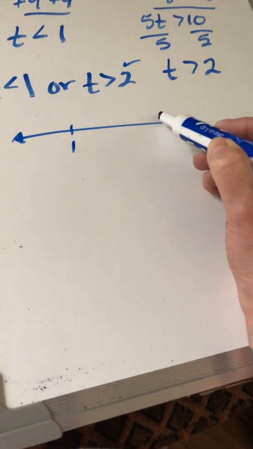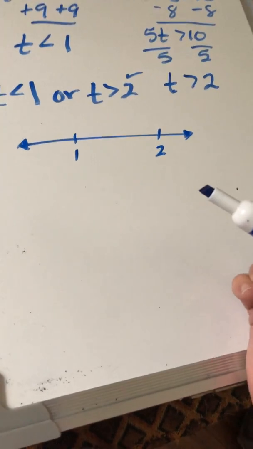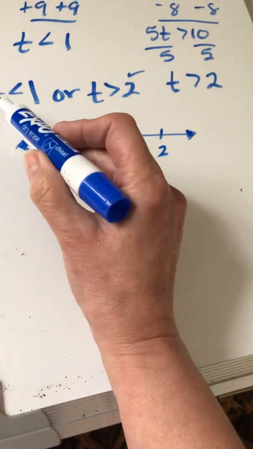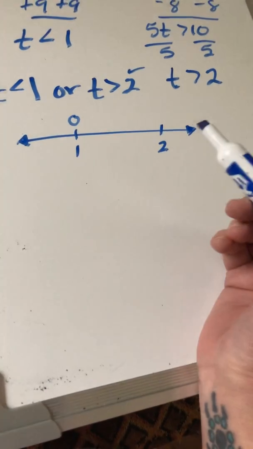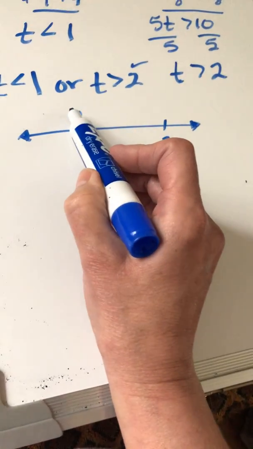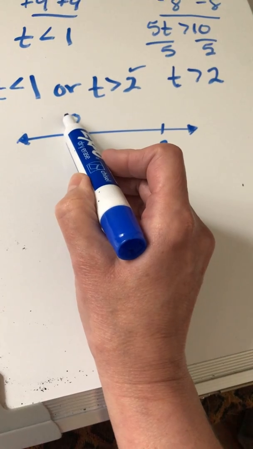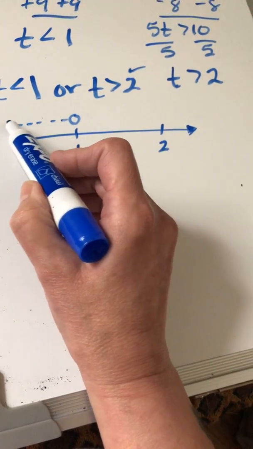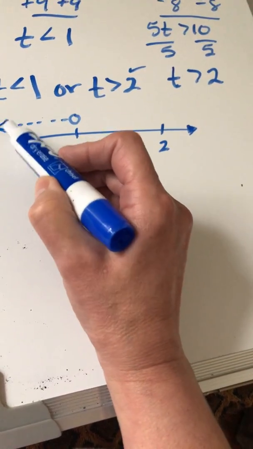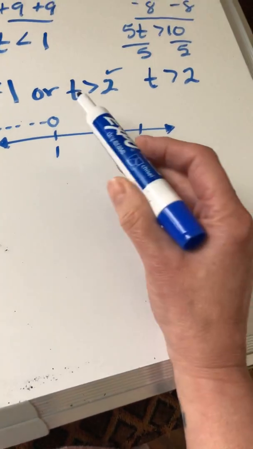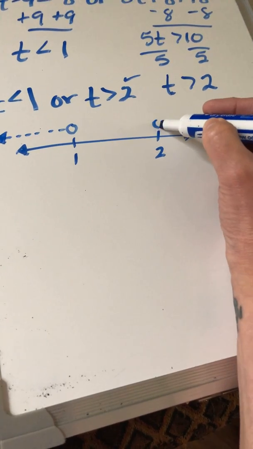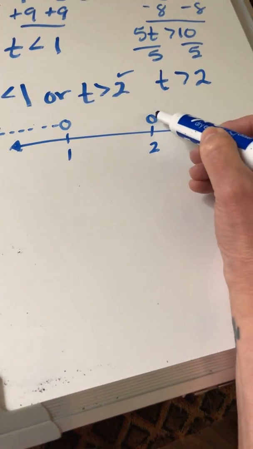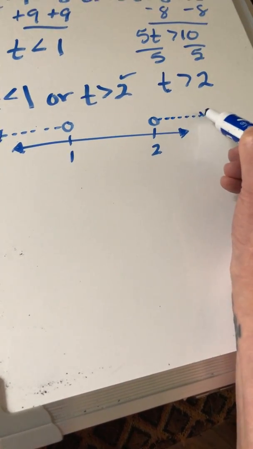There are my critical points, kind of our signposts there. So t less than 1 is not going to include 1. 1 is not less than 1. And then it's all of these guys this way. There's all the t's in the world that are less than 1. Or these t's can be greater than 2. 2 is not greater than 2. These are all greater than 2.